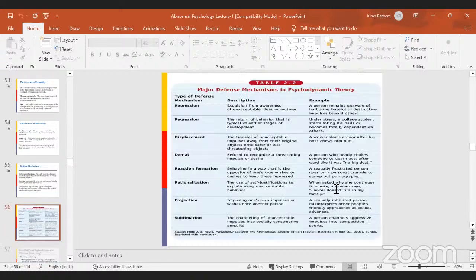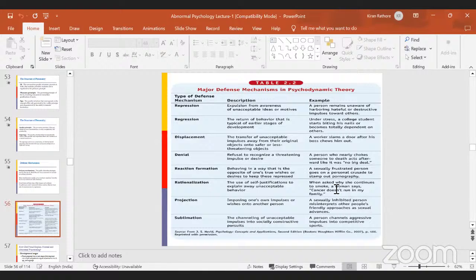Okay, so there are different types of defense mechanisms: repression, displacement, denial. All this you will be able to cover in depth in your counseling theories paper. Denial, reaction formation, rationalization, projection, sublimation.